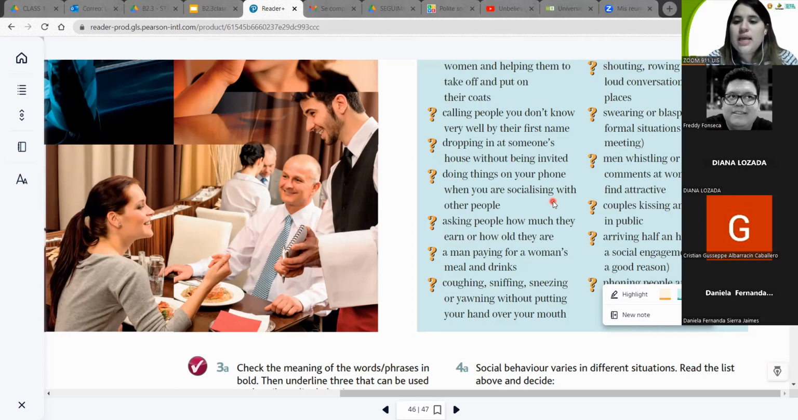What about asking people how much they earn or how old they are? It depends on the age. Yeah, that's rude. If you're 16, maybe yes. If it happens with your friends, no problem. Like asking how much do you earn, but with someone that you have no relationship with, or not close, or an unknown person, that is offensive. That could be offensive.